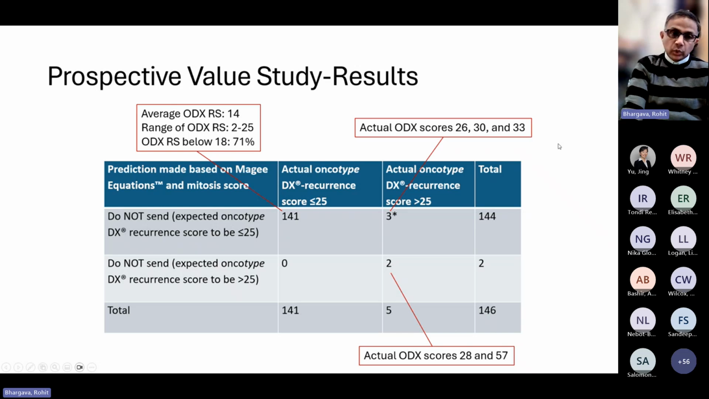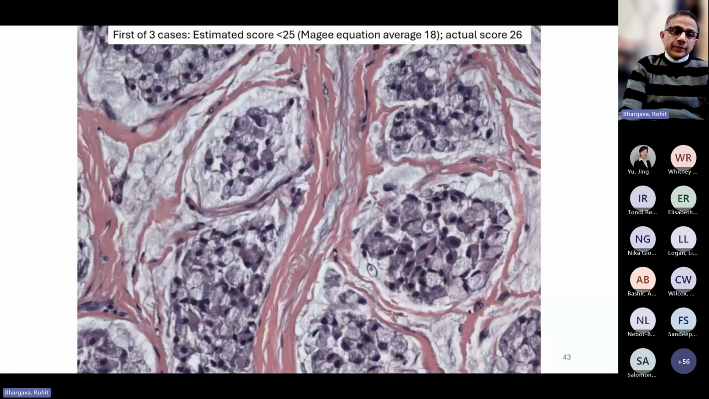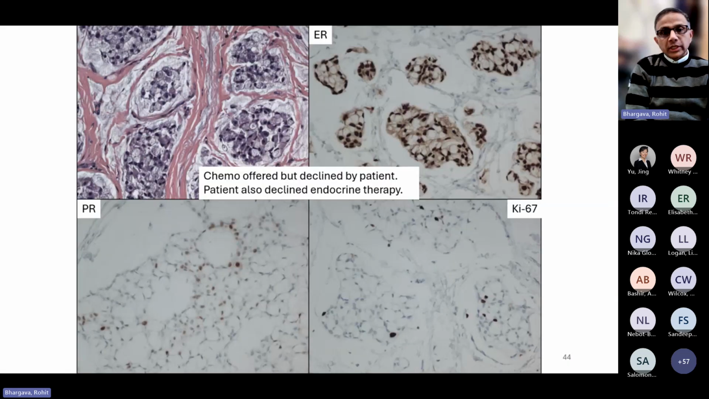So we thought we'll take a closer look at these. This was the first discordant case, which was more of a mucinous type carcinoma, with not only extracellular mucin, but some intracellular mucin as well. This was strongly ER positive, weak to moderate PR positive. As you can see, many of the cells are negative, but there is some staining. Ki67 was really low, less than 10%. Because the Oncotype DX score was more than 25, chemotherapy was offered but declined by the patient. Patient also declined, unfortunately, the endocrine therapy.